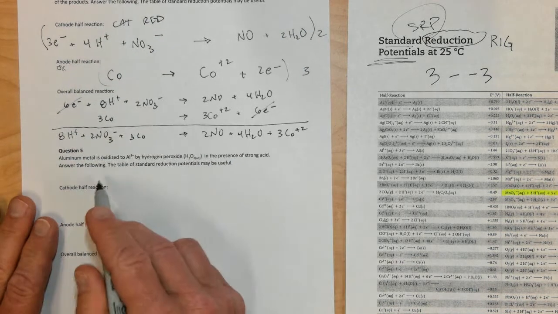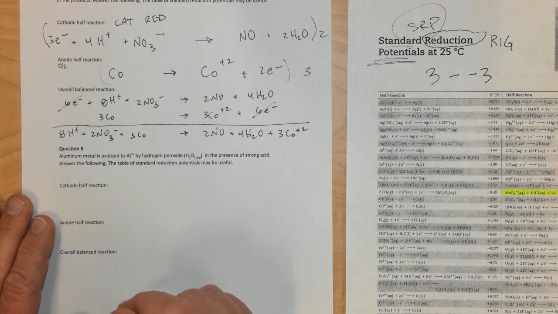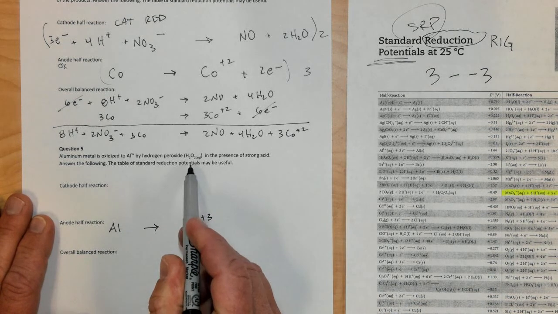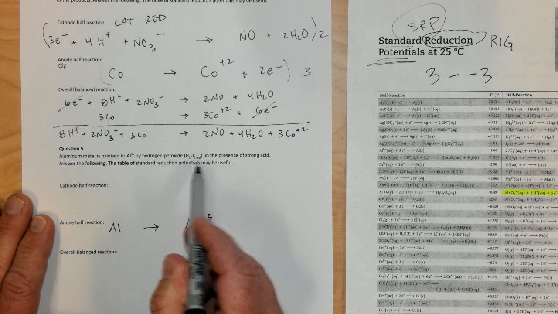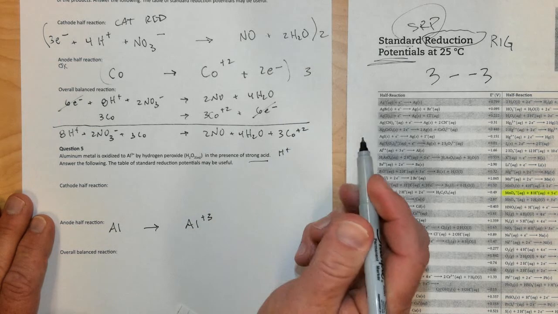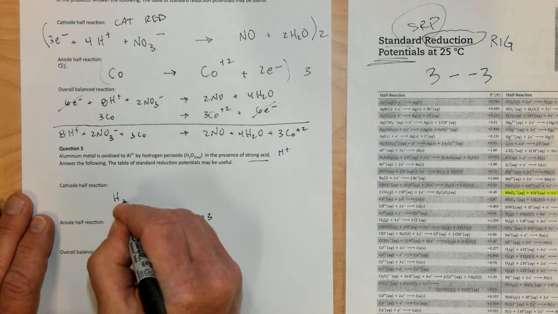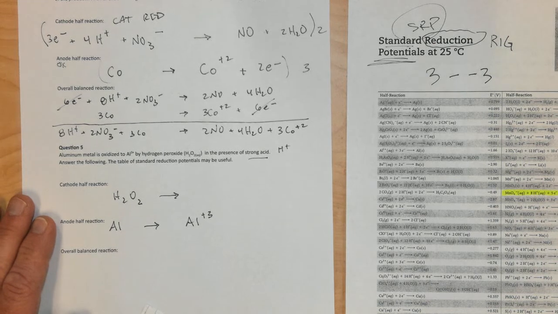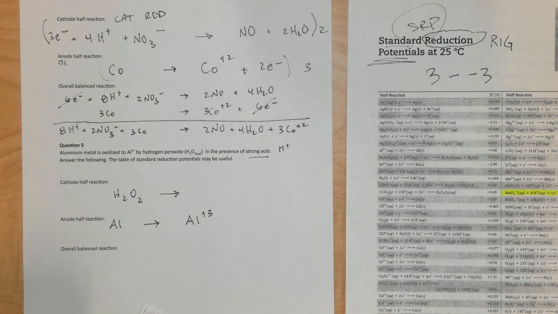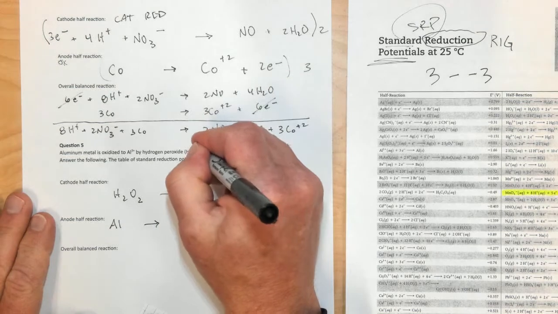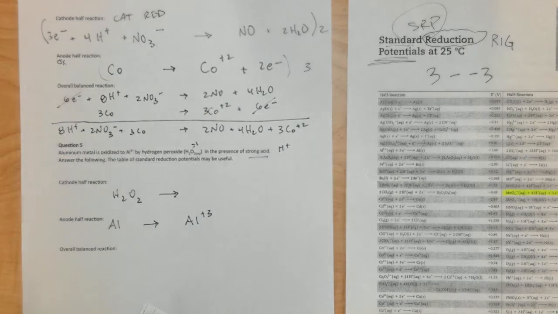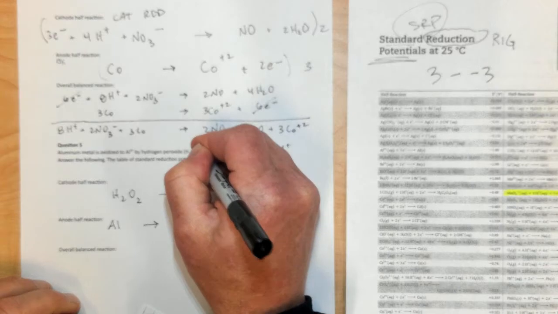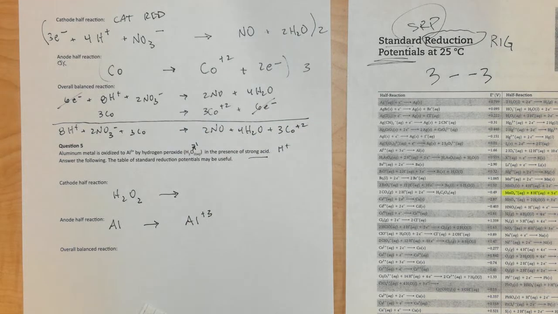Bingo. Last one, number 5, aluminum metal is oxidized, so my anode half reaction will be aluminum going to aluminum plus 3, by hydrogen peroxide in the presence of a strong acid, so once again I'll have H pluses available. So my H2O2 then is going to be my cathode half reaction. If you're not familiar with H2O2, now is the time to become, because this is the one exception where oxygen is going to be in its -1 state. You very, very rarely see hydrogen peroxide, but when you do, you see oxygen in its -1 oxidation state.